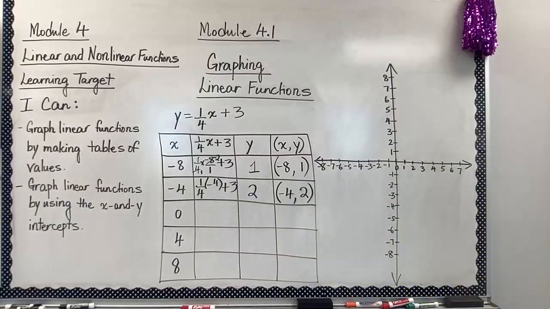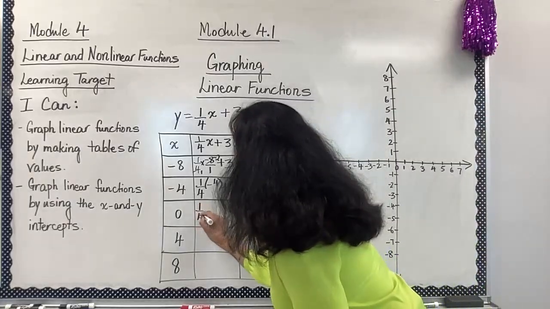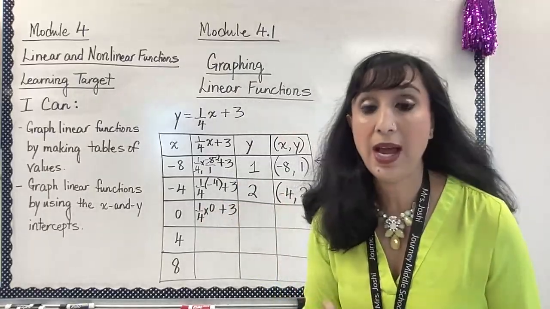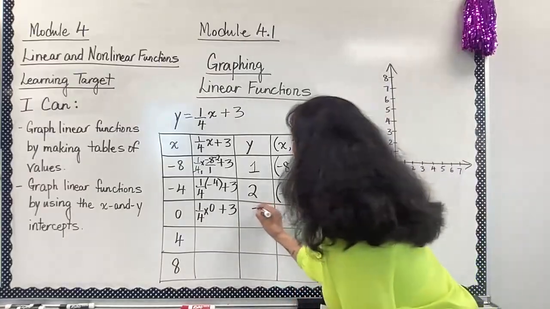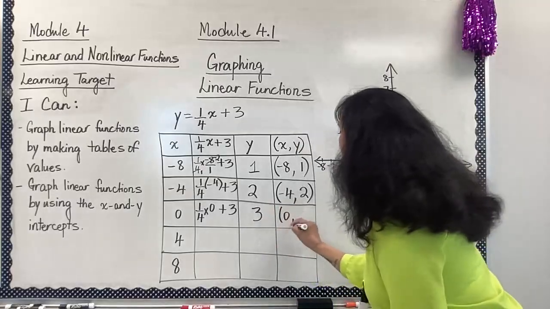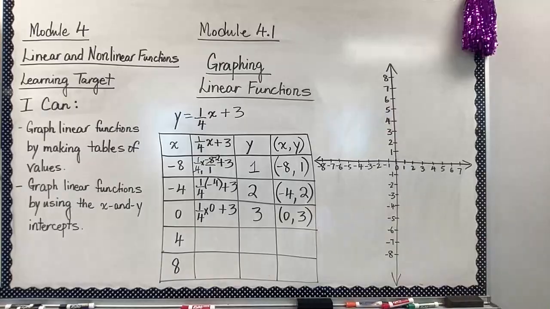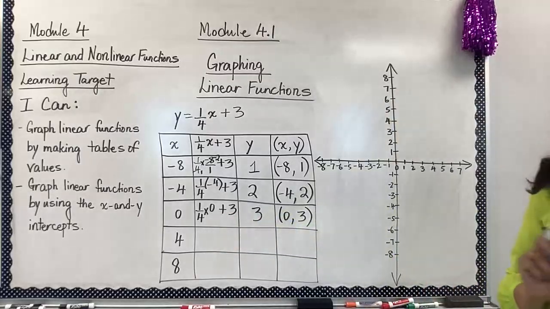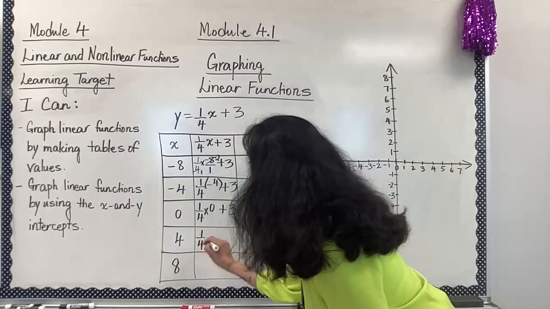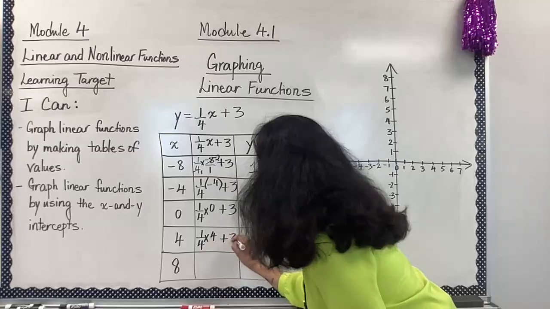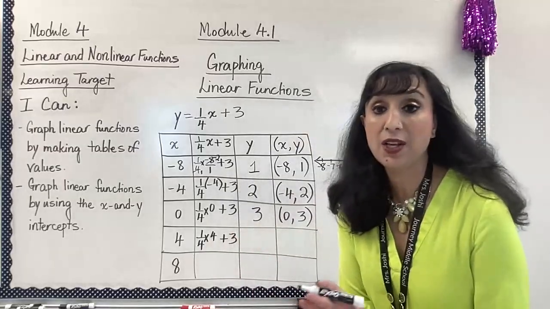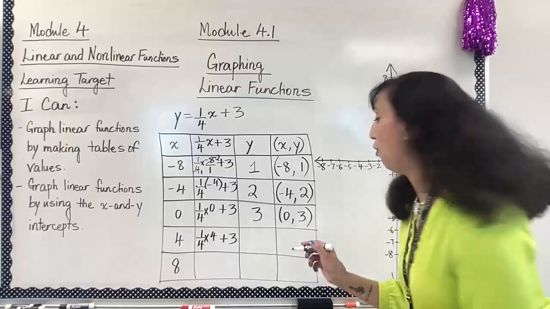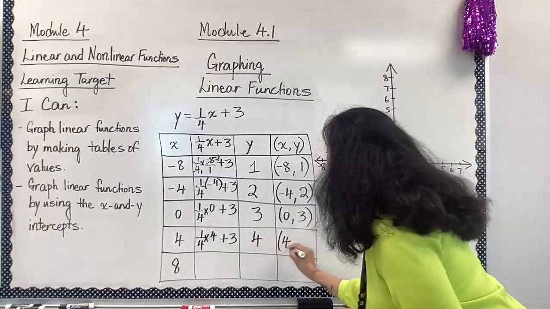Let's look at the third one. Now we have 1/4 times 0 plus 3. Anything times 0 is 0. And what is 0 plus 3? Gives me 3. So when x is 0, y is 3. Let's look at the next one. And I have 4. Okay, so 1/4 times 4 plus 3. Now it's positive by positive. So when I'm saying 4 divided by 4, I get 1. And what is 1 plus 3 gives me 4. So when x is 4, y is 4.